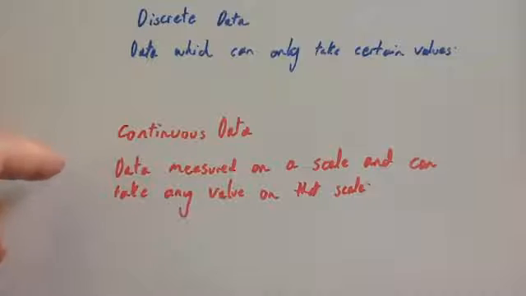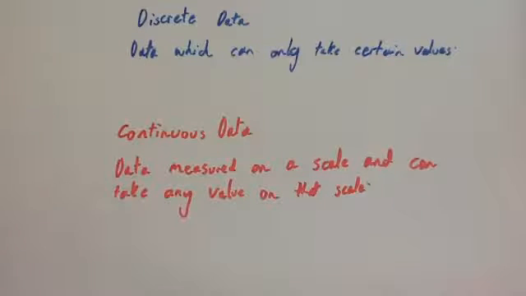Continuous data, on the other hand, is data that can be measured on a scale and can take any value on that scale, such as the height of somebody. You'd measure it in centimeters. You can use decimals, and so on. The length of time taken to run a race, the weight of a book, they're all continuous values. They're measured on a scale and they can take any value on that scale.